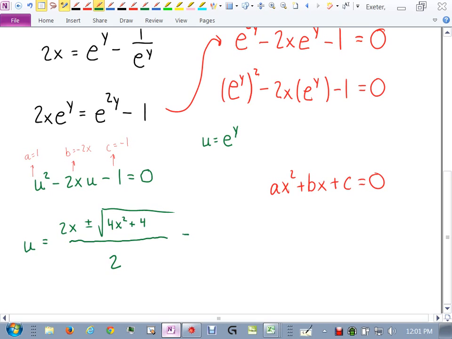Okay, let's clean this up. This is 2x plus or minus. What can come out of that root? Right, I can factor a 4 out of each of these, right? And then pull that out as a 2 in front of this square root. So that can become a 2 in front of the root. What's still under the root? x squared plus 1, and then all over 2. I have a 2 in all the terms, so I can cancel it.